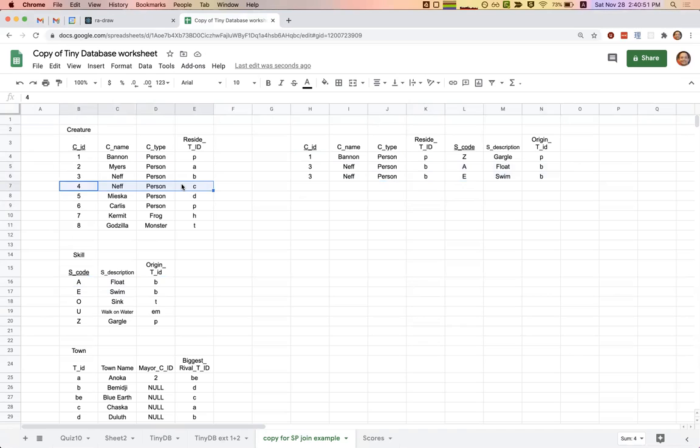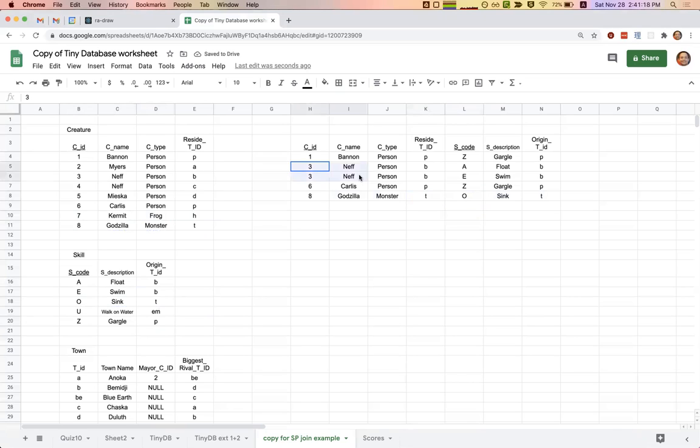Continuing on to number 4, Chaska, no matches. Number 5, D for Duluth, no matches. 6, Carlos, P for Philly again. So we're going to match the gargle row again here. 7, in Hollywood, no matches. And finally, 8, Godzilla in Tokyo, of course, does match the sinking skill.